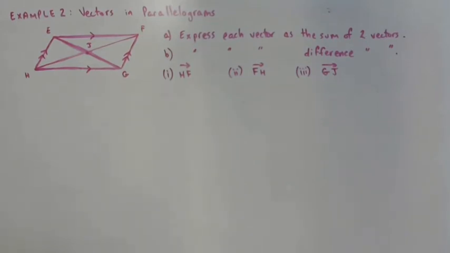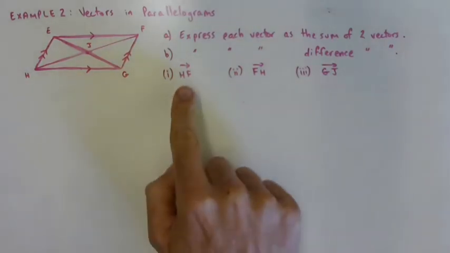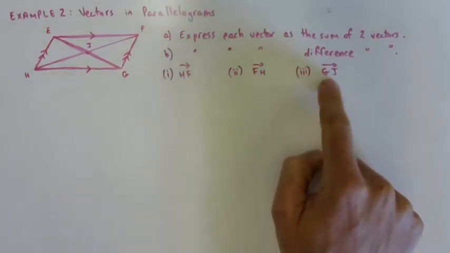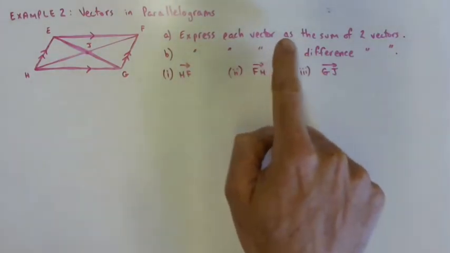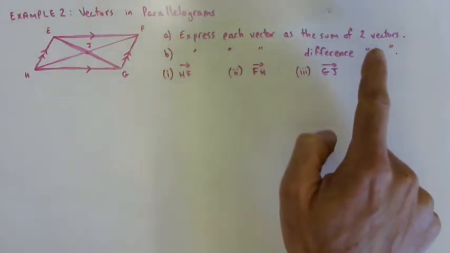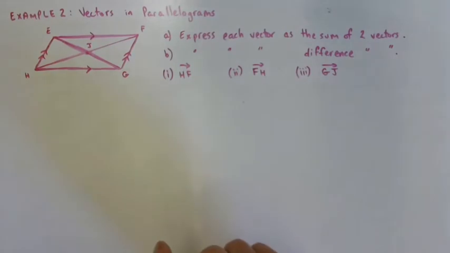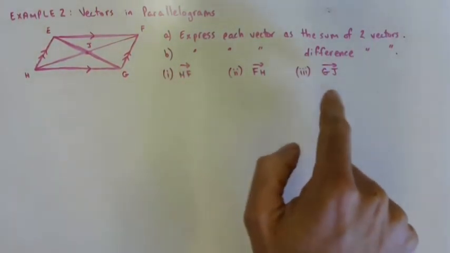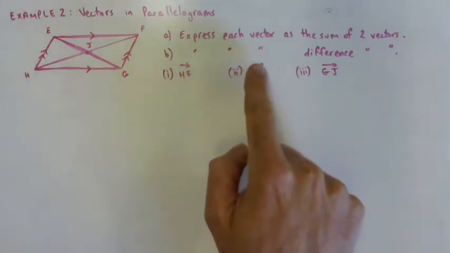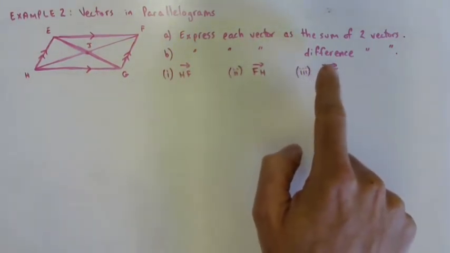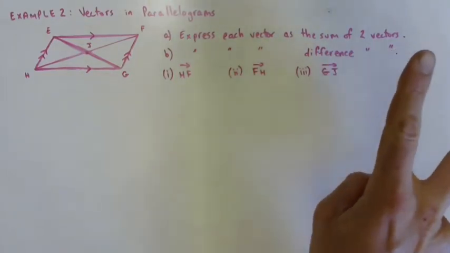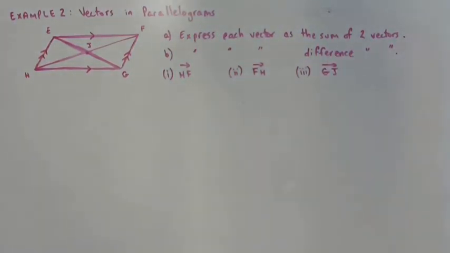What we're asked to do is consider three of the vectors, HF, FH, and GJ, and we're going to express each of those vectors as the sum of two other vectors. We're actually going to do it in two different ways. And then we're going to do the same problem with the same three vectors, but now express each of them as the difference of two other vectors. And we're going to do that for each of them in also two different ways.